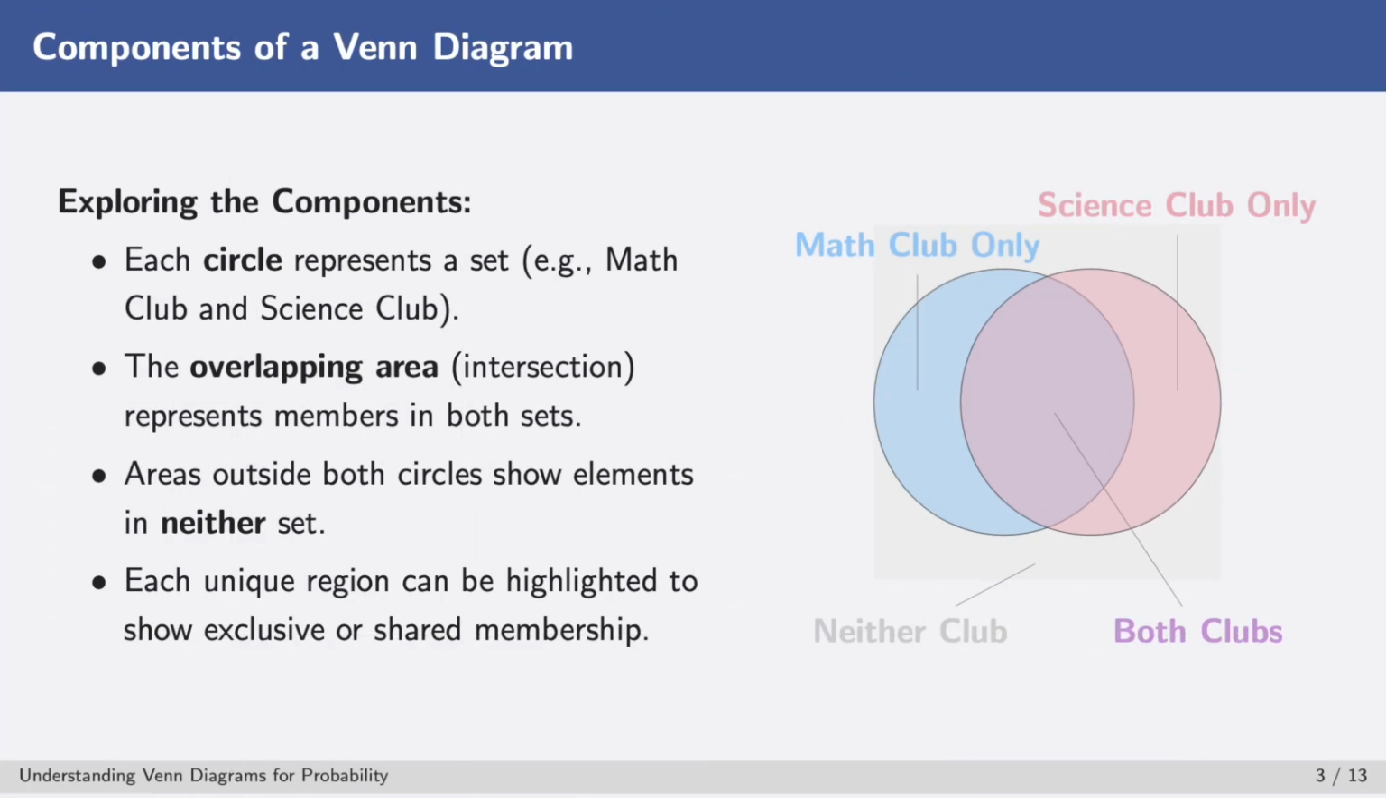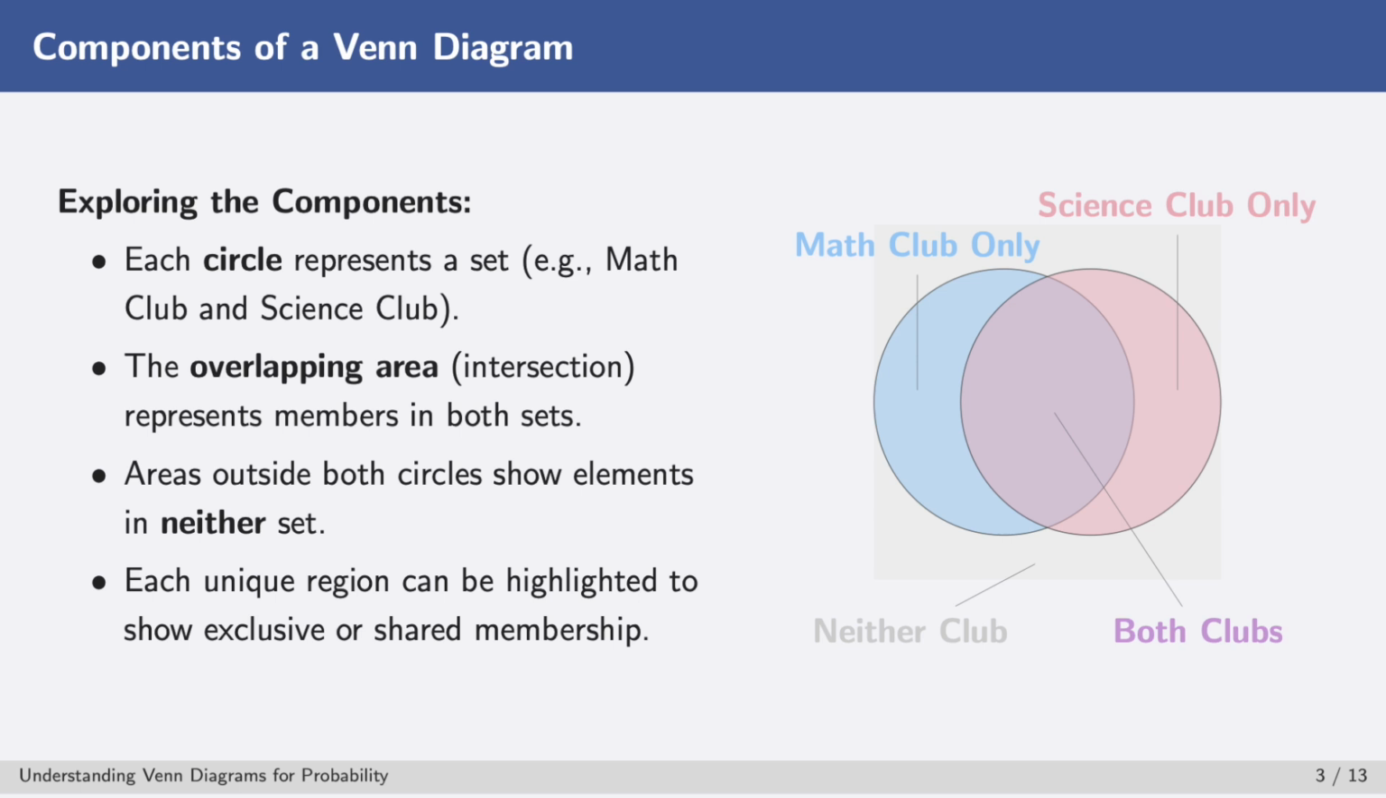Now let's turn to the next page to break down the components of a Venn diagram. Now on this page, let's go a bit deeper into the parts of a Venn diagram. Looking at the slide, we see two overlapping circles. Referring to point 1 on the left, each circle represents a club, the math club on the left and the science club on the right. These circles act as containers for each group.